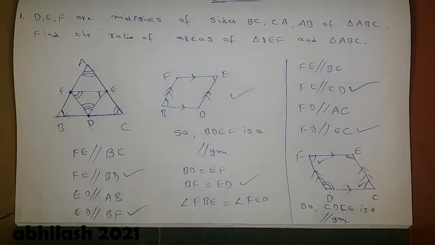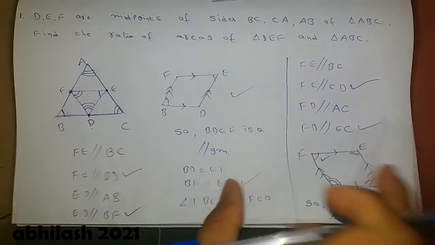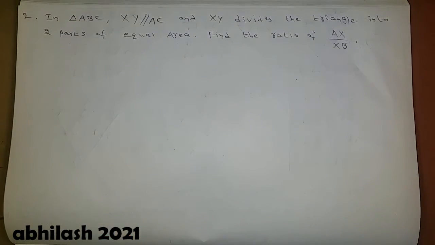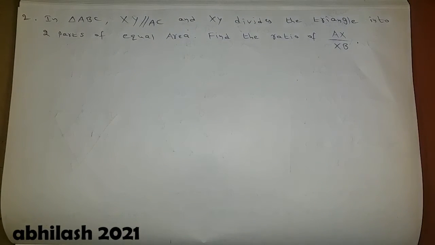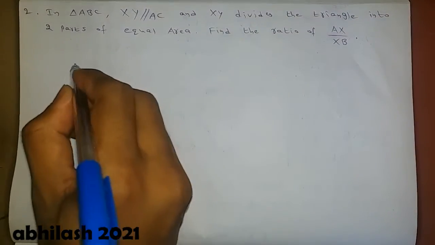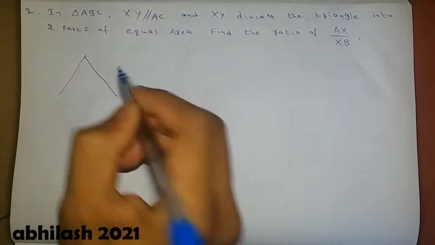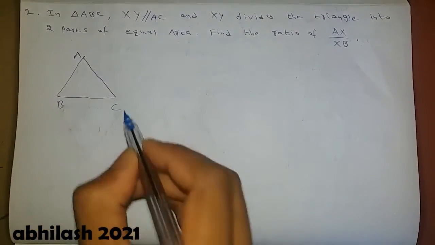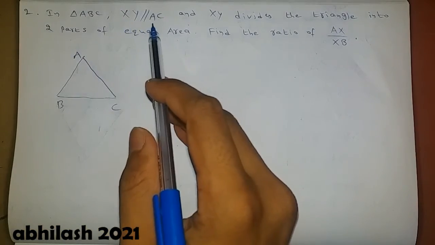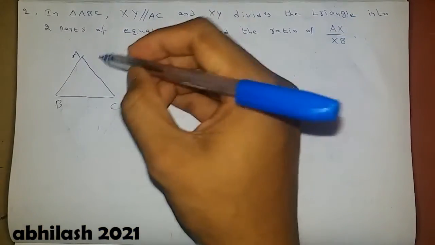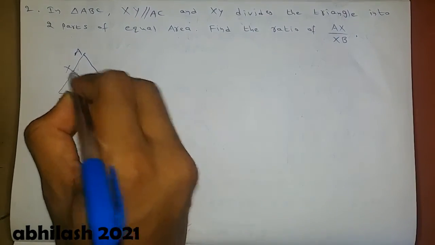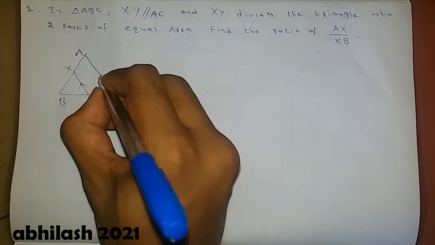Okay, let's move to the next question. In triangle ABC, XY is parallel to AC. We have one triangle ABC, and XY is parallel to AC. We have one line AC, and exactly parallel to that we have one more line, that is, sorry, XY. So these two lines are parallel to each other now.